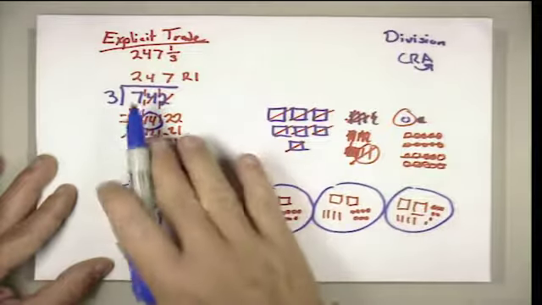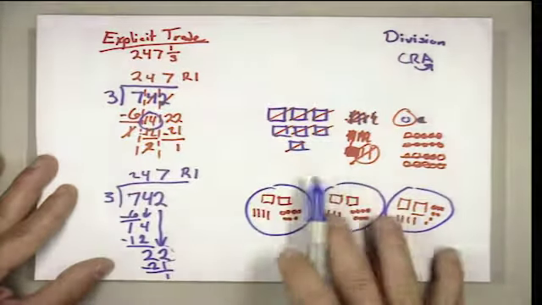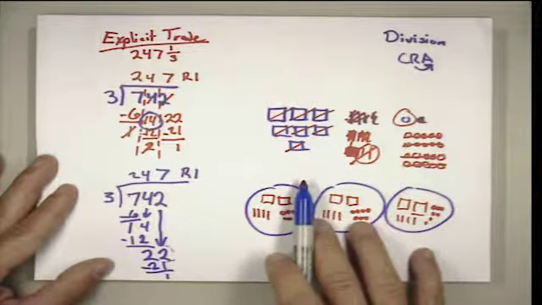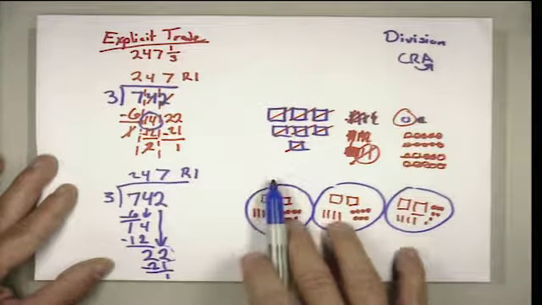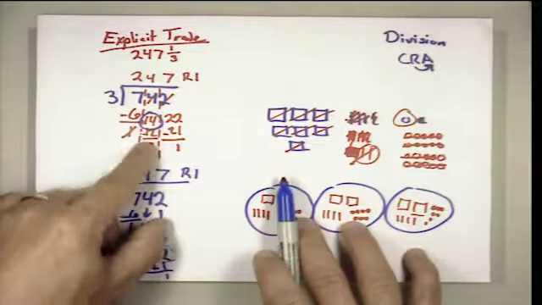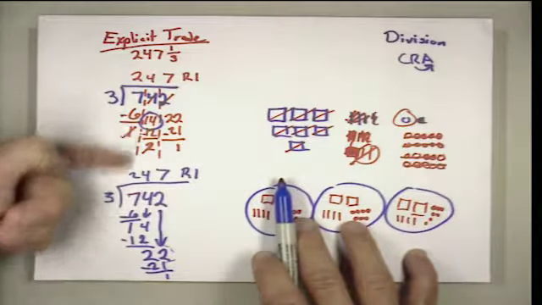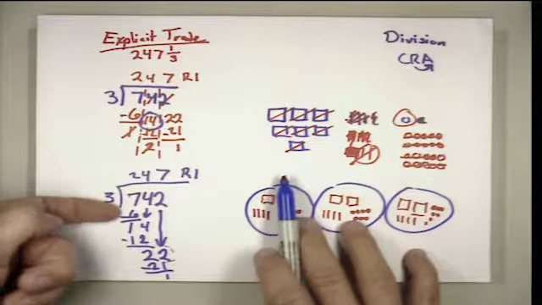And this explicit trade algorithm connects perfectly with our CRA approach to instruction, focusing in on that concrete and that representation. The language is very, very consistent to get students to this point, and then we can transition them down to this traditional algorithm if you would like.